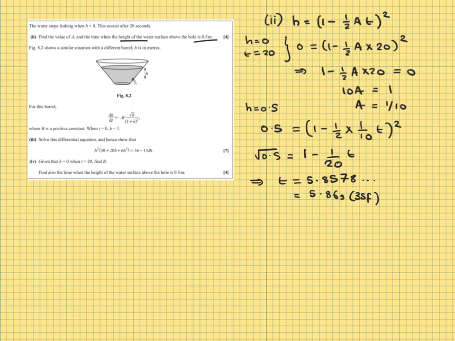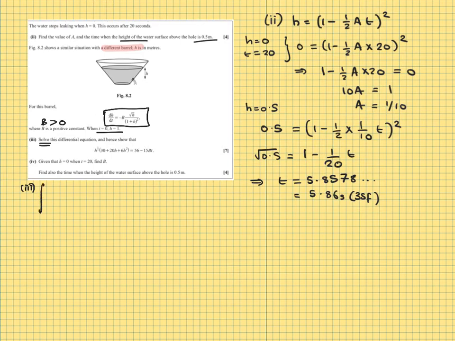Now the next part of the question looks at a similar situation but with a different barrel. So for this barrel, the differential equation telling us about the rate of change of the height of water is given like so. b is a positive constant, and we're given some conditions over here. Now this time, in the wording of the question, it says solve this differential equation. It doesn't say verify a particular solution, so we now need to separate the variables of this.